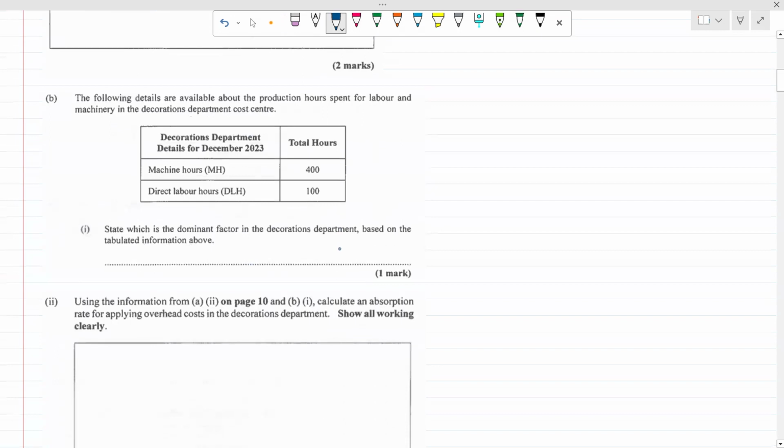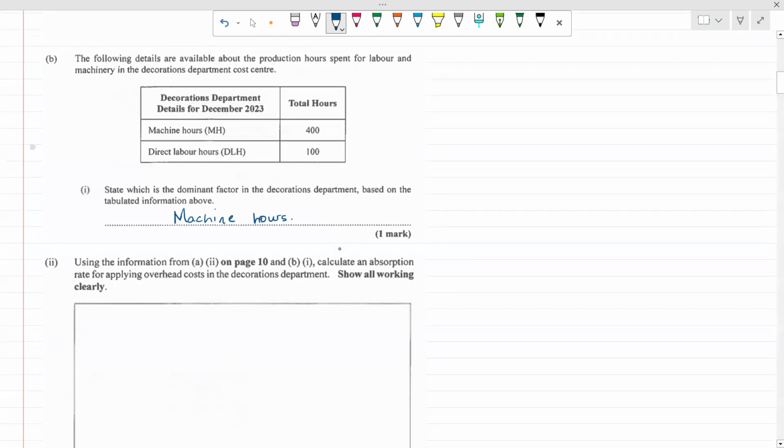The following details are also available about the production hours spent for labor and machinery in the decorations department cost center. So machine hours seem to be the dominating factor here, with 400 hours being spent in the decoration department in terms of machine hours, and direct labor hours are 100. So the dominant factor in the decorations department, based on this information, is clearly machine hours. Now, why is this information important? The other part of the question is going to answer that for us.